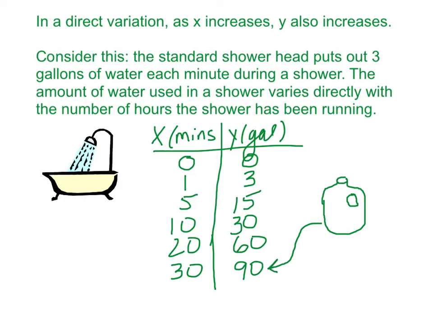Anyway, this is a direct variation. As x is increasing, y is also increasing. And we can actually write a very simple equation for this. We can write it as y equals something happening to x. And what happens to x in order to get y? It's being multiplied by 3. y equals 3x.